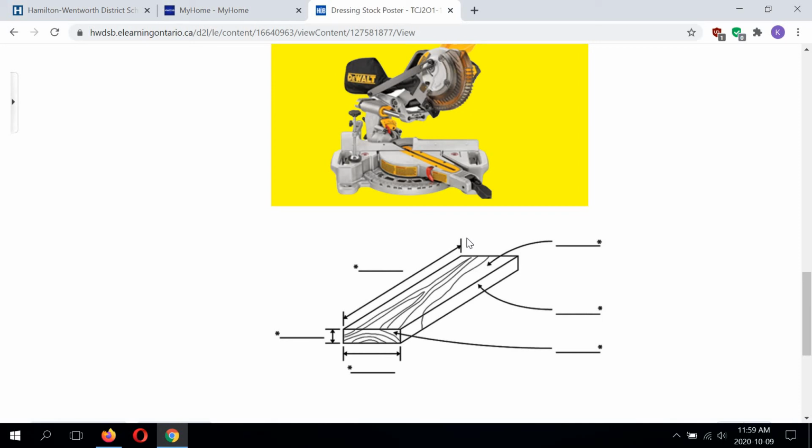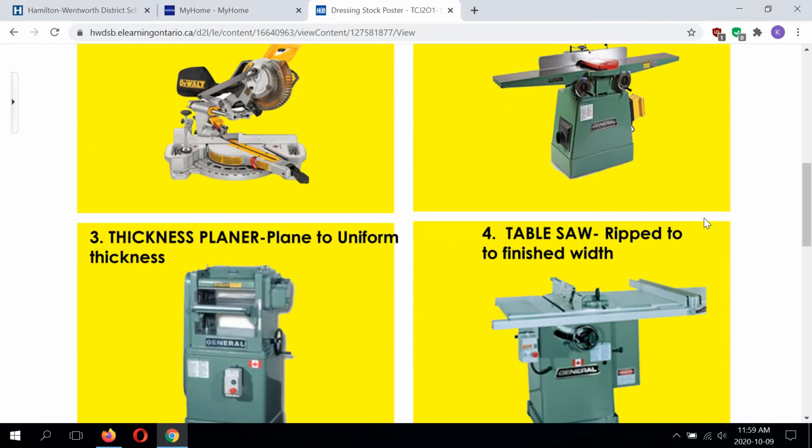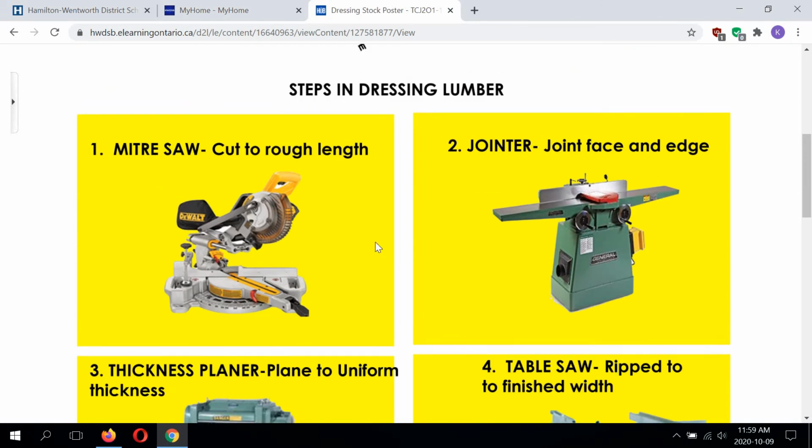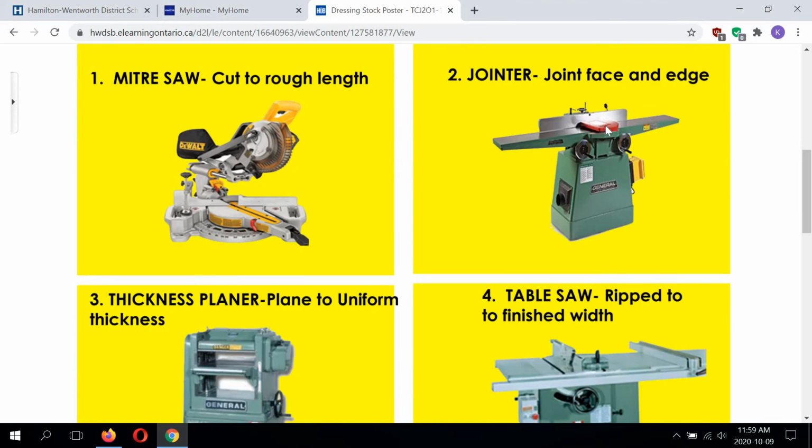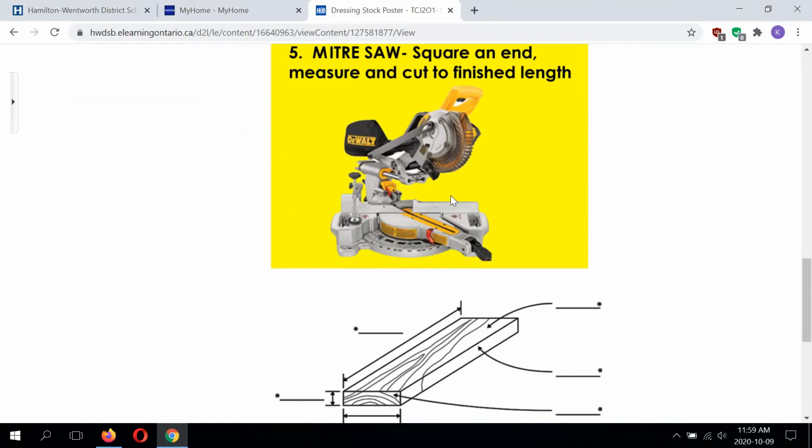Then we're going to measure from that clean end a specific length. We're going to flip the board over and cut off the other end to make it 90 degrees to either edge. So it's the best explanation I can give you right now by looking at these photographs. And it's going to make more sense when you're in the classroom and we're actually demonstrating how this all works.